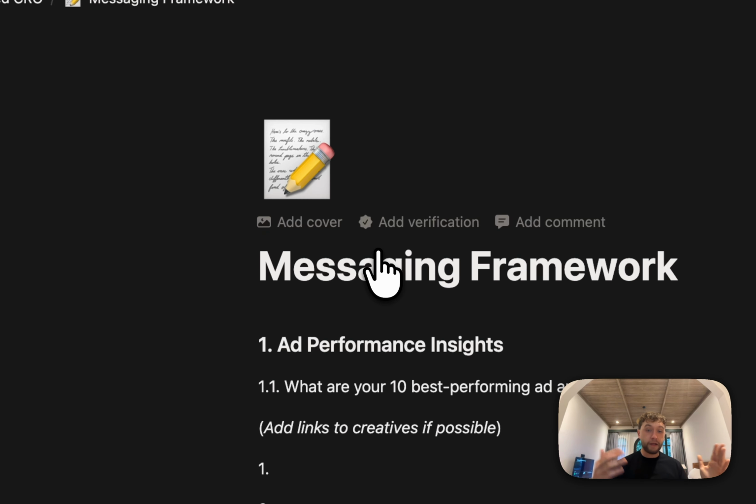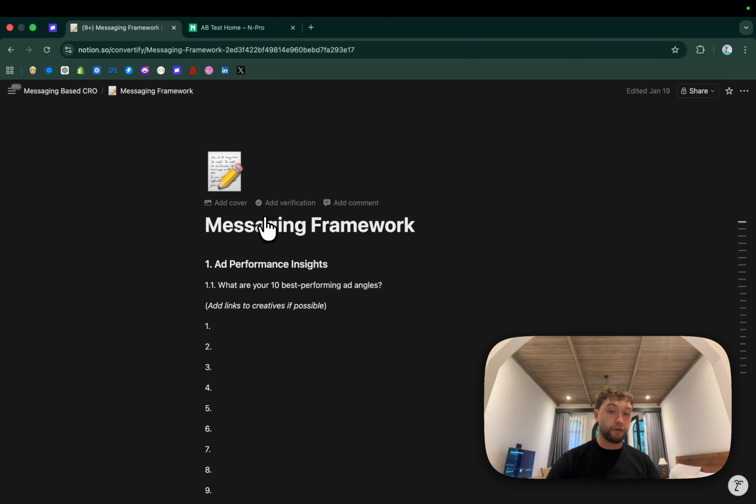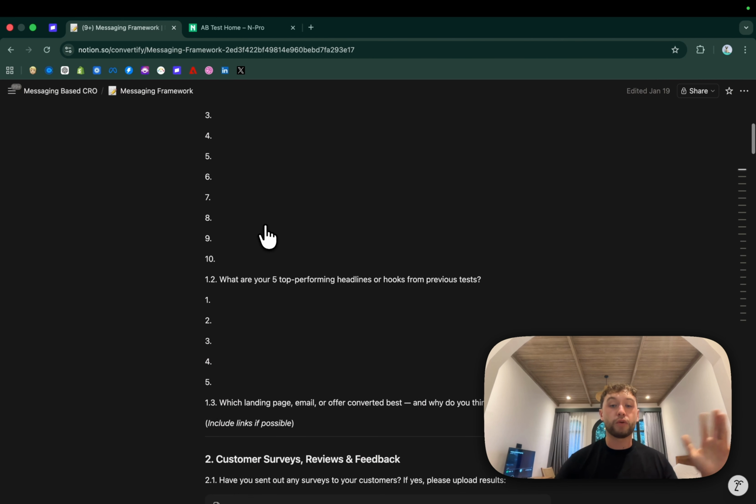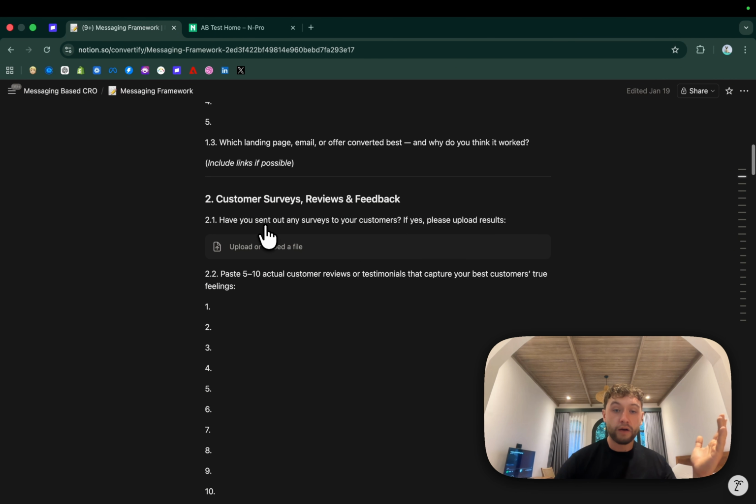You can create Notion docs to do all this, and then you want to build out a messaging framework. The first thing you can do, and you want to base all of this on actual data. You don't want to guess. If you're early, maybe you'll have to, but ideally you want to base everything around data. So first, go through your ads manager. What are the best performing ad angles? What's resonating with people? What are the best headlines and hooks that work?